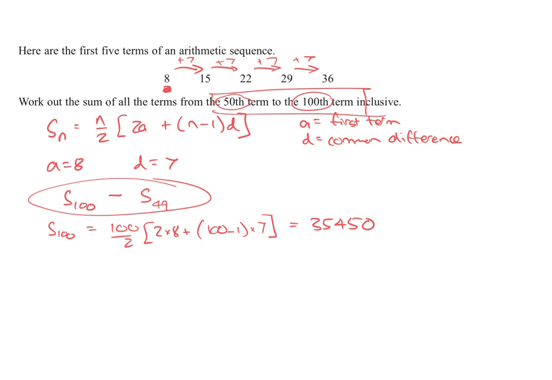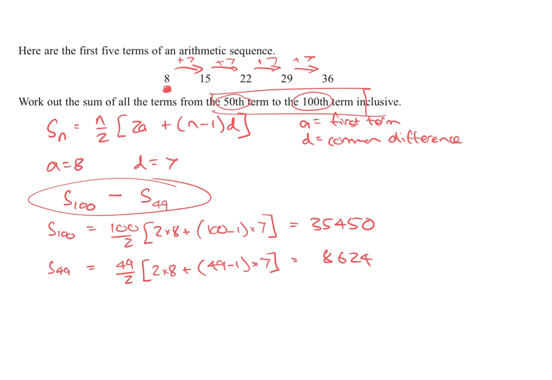Now I want the sum of the first 49. So n in this case is 49, because I'm doing 49 terms. The rest of my expression will be like this. I'm going to have a is 8, so it's 2 times 8 plus, and it's n minus 1, so n is 49 in this case, so 49 minus 1 multiplied by the common difference, which is 7. Work that through, and I'm going to get 8624.